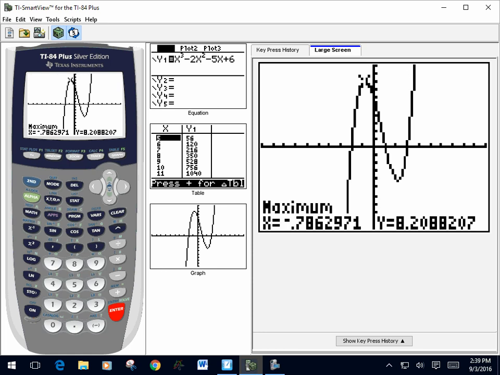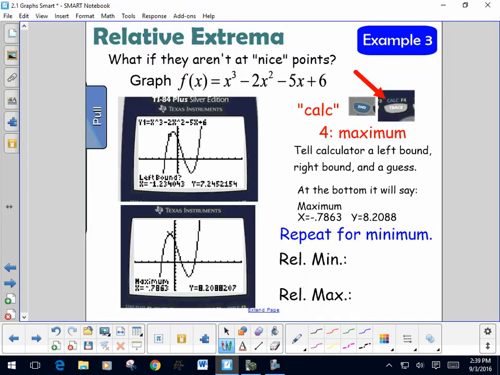And once you do that, it will pop up on the screen exactly what the maximum, or relative maximum in this case, is. So the maximum is happening at negative 0.786 for the x value, and the y value is at about 8.2. So I have that filled in right here. So the relative max, I'm just going to write it as a point, negative 0.786, and then 8.21.